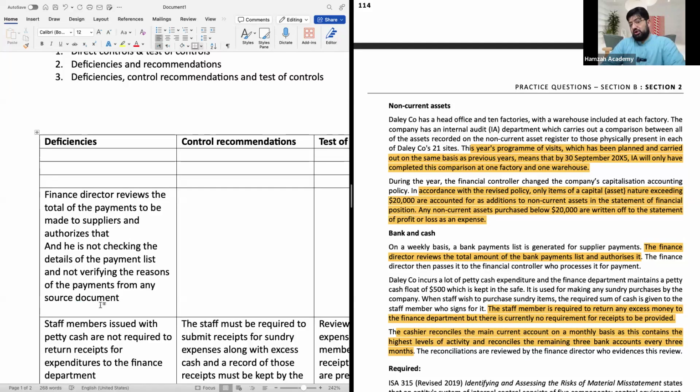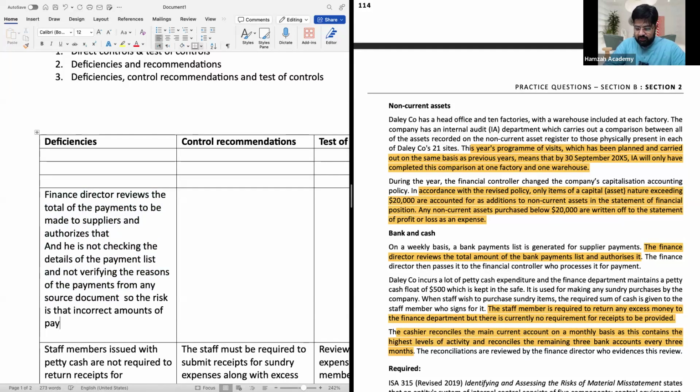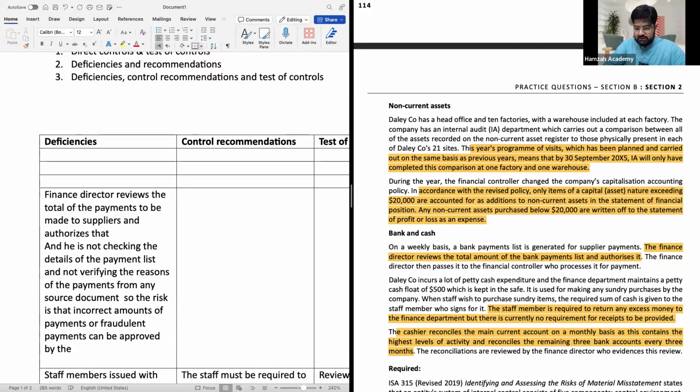So what can go wrong because of it? We have just given the deficiency. So the risk is that incorrect payments, amounts of payments, or fraudulent payments can be approved for ghost suppliers. Possibility is there, which does not exist actually.